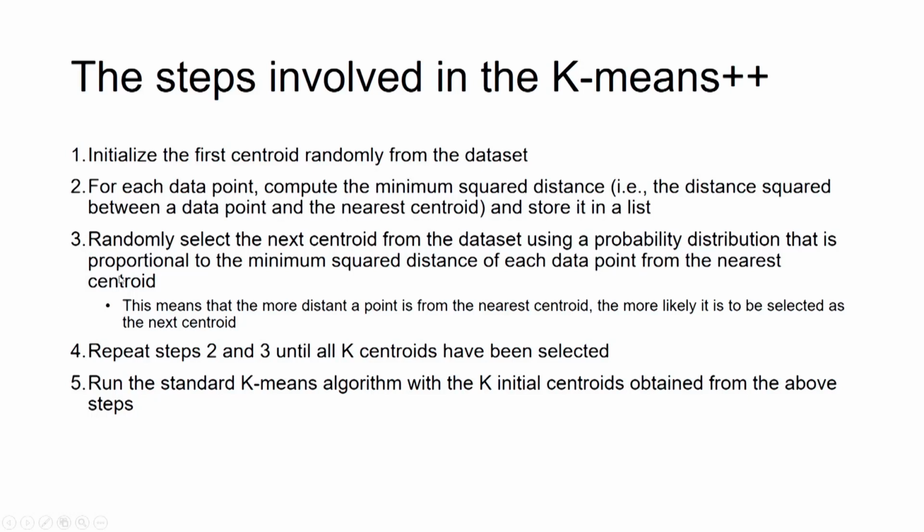So, till now we have chosen only one centroid. We will calculate the distance of all the data points from this centroid, take the square of that distance, and then there are chances that the data point that is farthest from this centroid will be chosen as the next centroid. We will repeat these two steps, the second and third steps, until all k centroids have been selected, and when all the k centroids are selected, we will run a standard k-means algorithm to find k clusters.